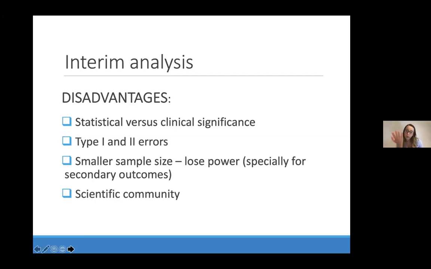You can lose some power, of course, for type 2 error, and sometimes it's a challenge for the scientific community to accept. It's very common that people are more critical about a result if the trial finished because of an interim analysis. But again, there is no right or wrong here. The importance is that if you plan to do an interim analysis, it has to be well planned, okay?